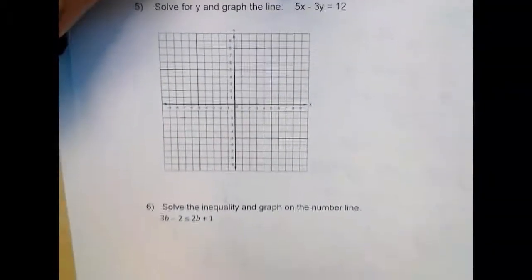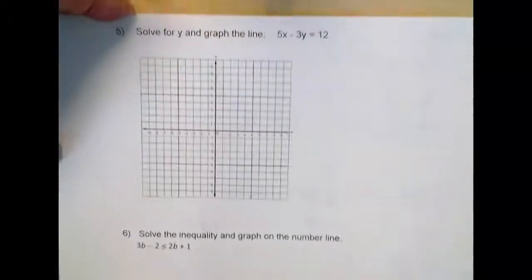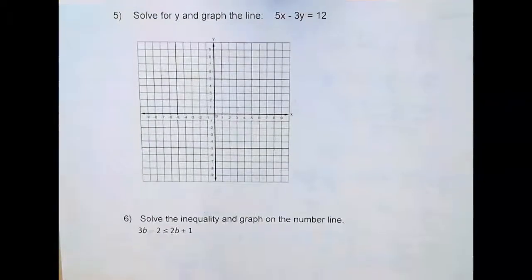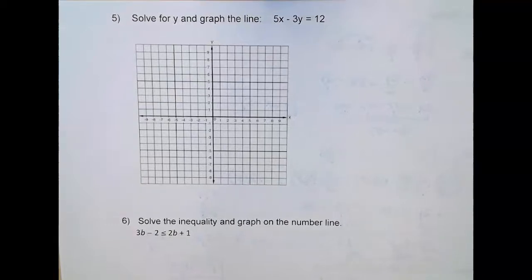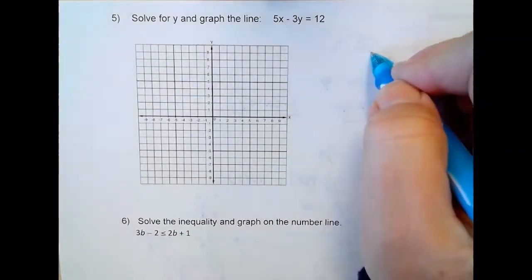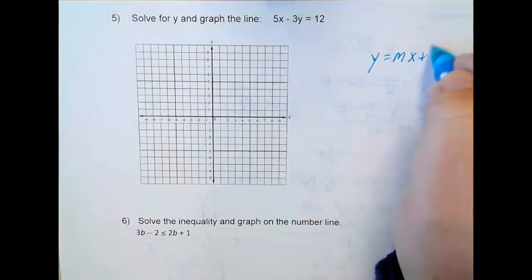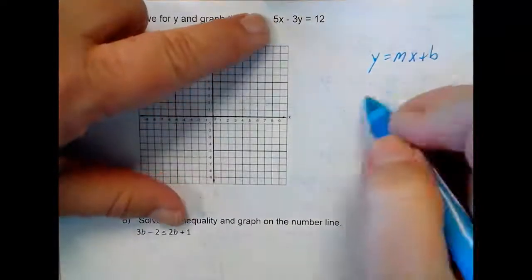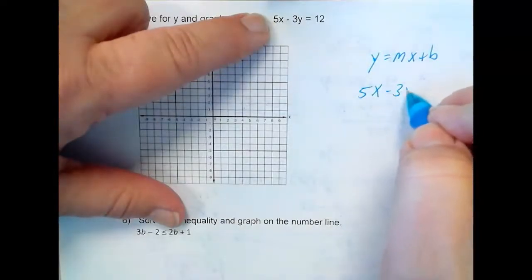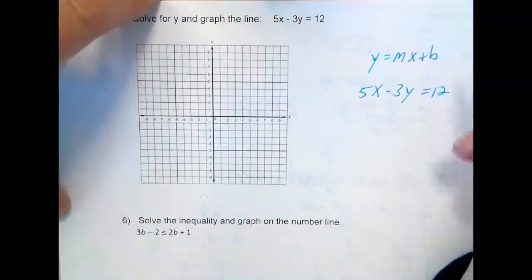Next, if you flip it over, bring it back up. We reviewed this when we did our chapter 4 review. We wanted to graph the lines, so the easiest way to do it is to get it into slope intercept form, which is y equals mx plus b. So I'm going to take the 5x minus 3y equals 12, and I'm going to isolate y.